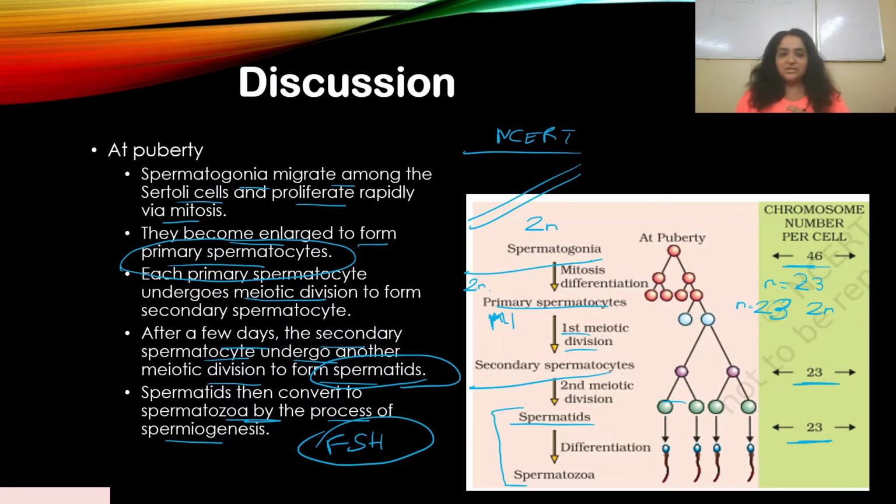Yeah, so FSH, like I said, is very important. If FSH was absent, then spermiogenesis wouldn't happen. So FSH plays a very important role here. You can note this down in your notebooks. This is an important piece of information. This is how spermatozoa are formed from the spermatogonia.